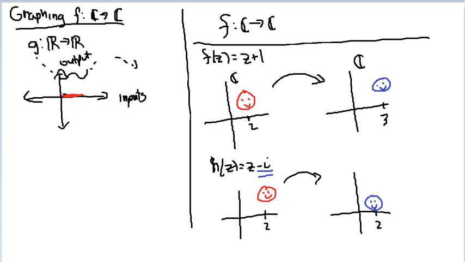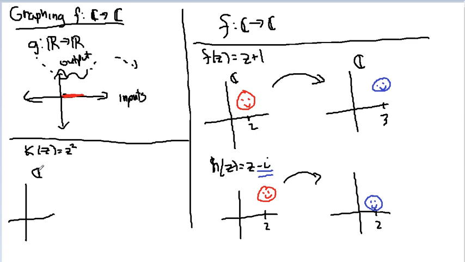Okay, let me give you one last example. How about k of z equals z squared? And now I'm going to start not with a smiley face. I'm interested in a quarter circle that goes from 3 up to 3i. I'm just going to look at that. And then when I map it by the function k, I have an output plane where I can see what it does.